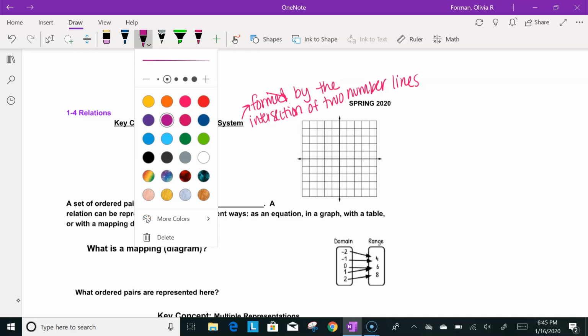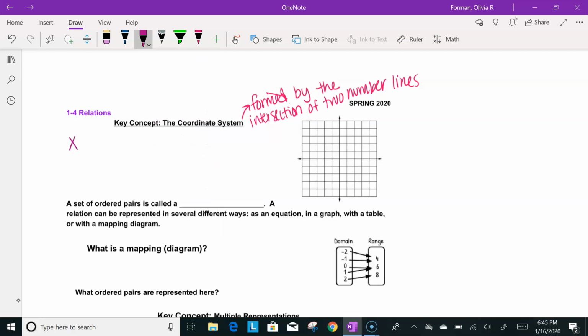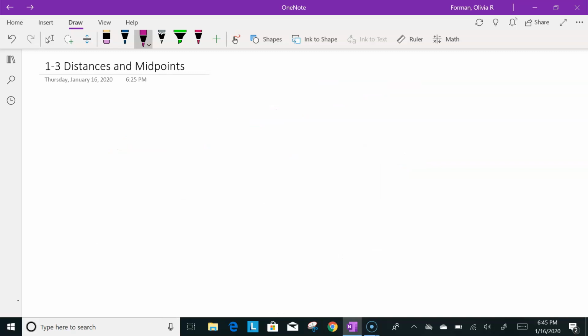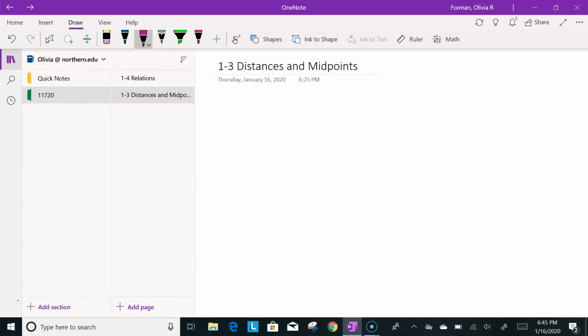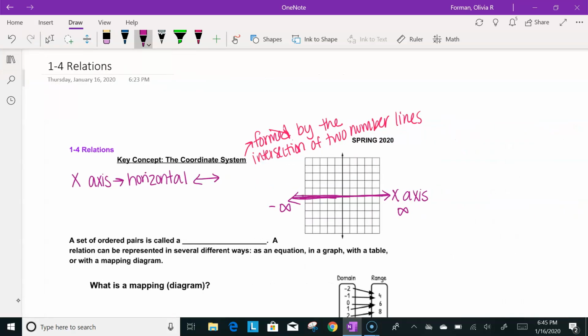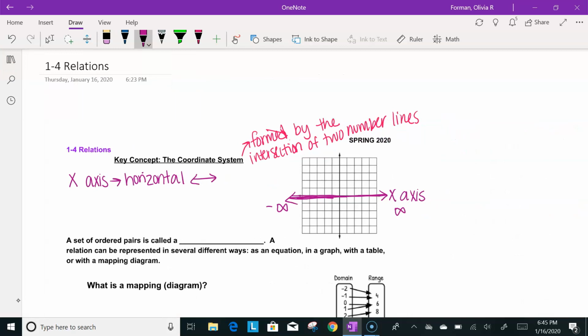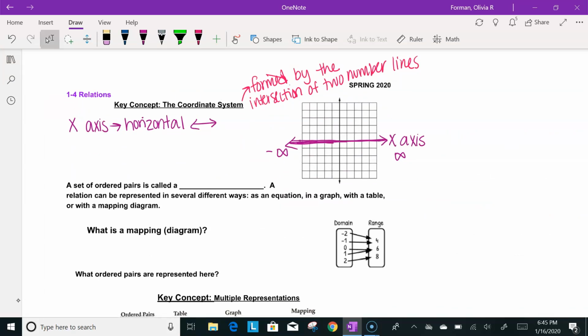So you have your x-axis. The x-axis is going to be horizontal, which means it goes left and right. So over here on this picture, it's this one that I'm highlighting. That's your x-axis. This is showing you a positive infinity to a negative infinity here. Sorry about that. Okay. So, again, as I was saying, the x-axis is horizontal, left to right.